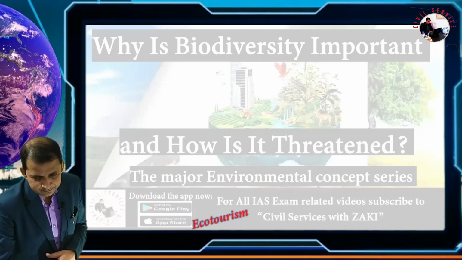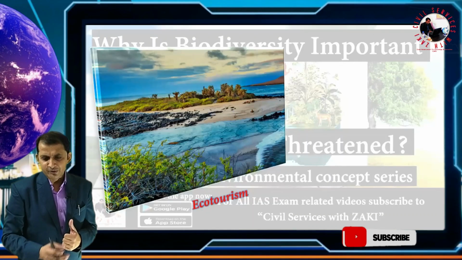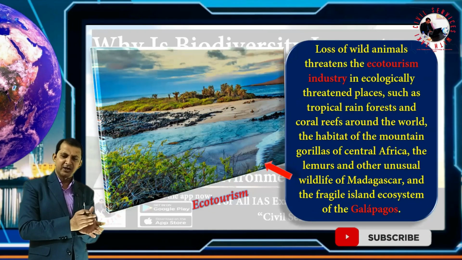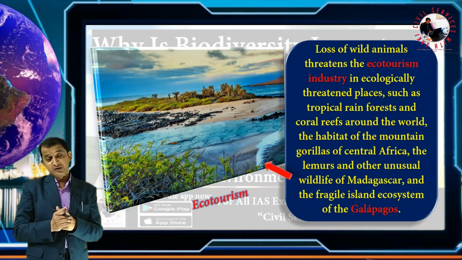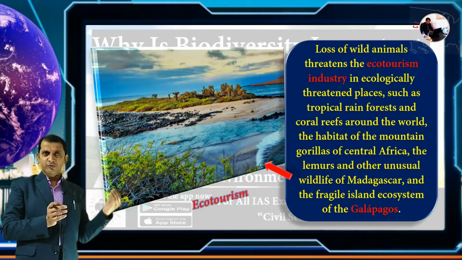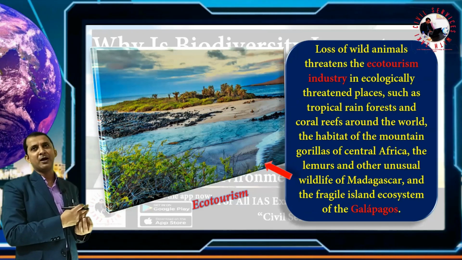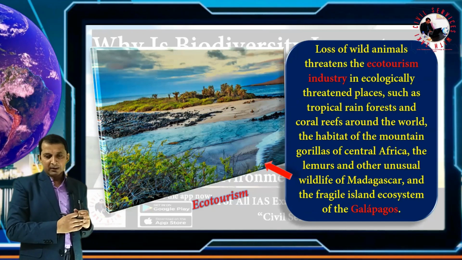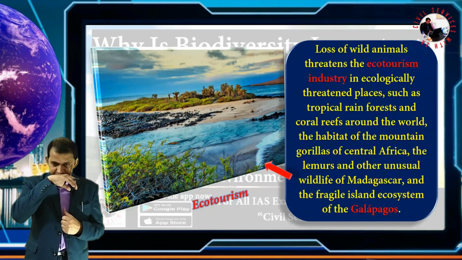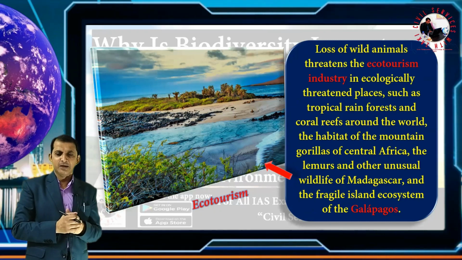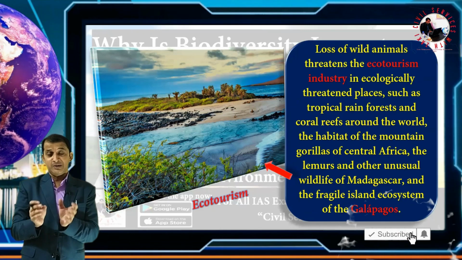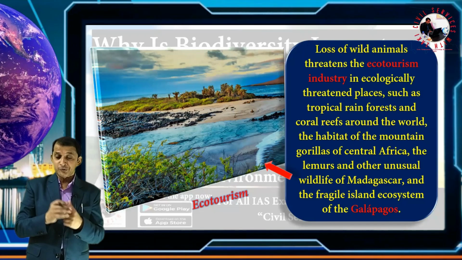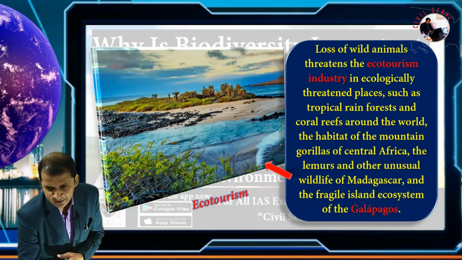Another thing is ecotourism. Ecotourism is also one of the importances of biodiversity. Loss of wild animals threatens the ecotourism industry. Ecotourism is ecological tourism, where you can see new types of plants or unique species. The loss of animal and plant species affects ecotourism industries, such as the tropical rainforest.